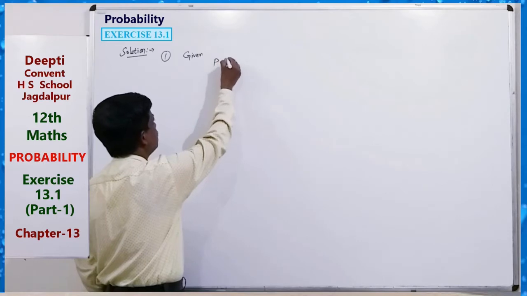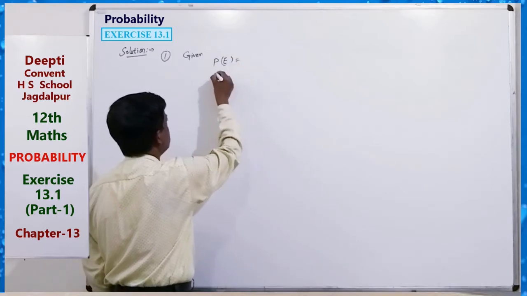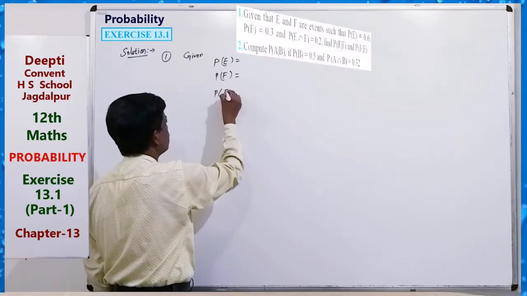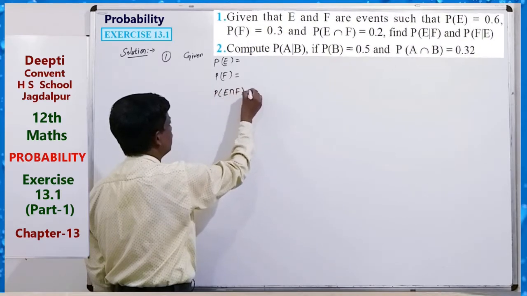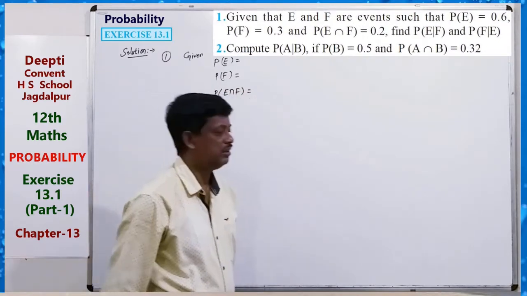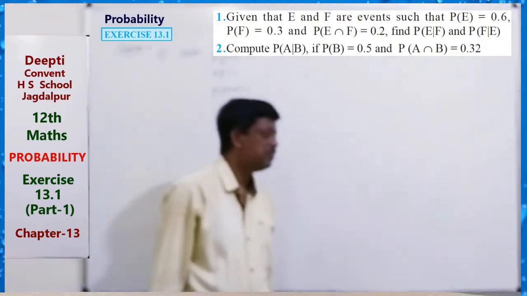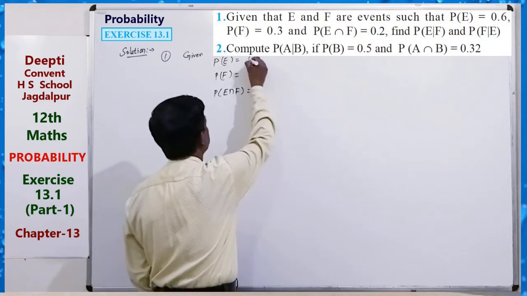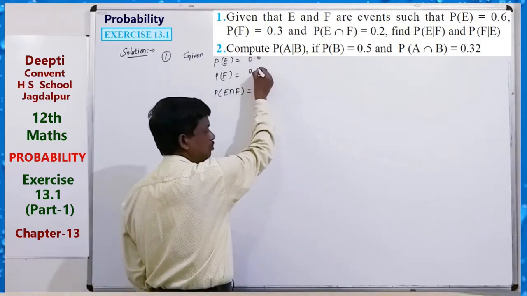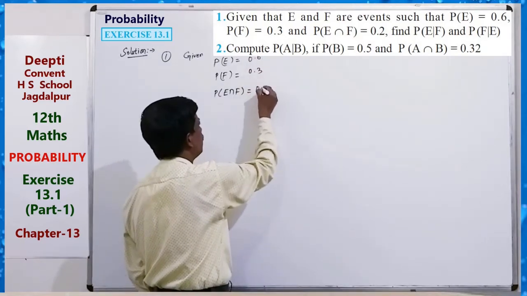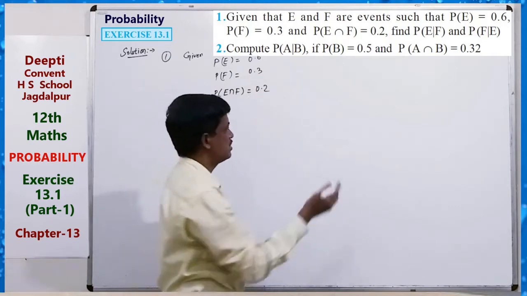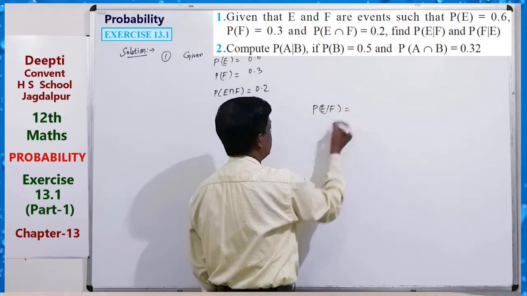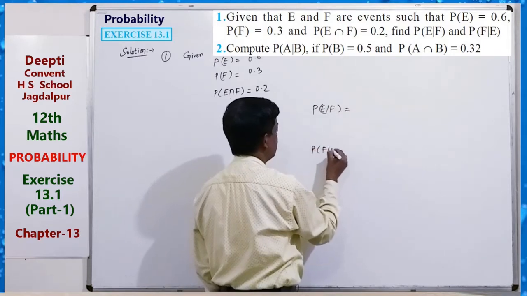P(E), P(F) and P(E intersection F) are given. The main things are given only. We have to find P(E|F) and P(F|E). The given values are 0.6, 0.3 and 0.2. These are the given values, and we have to find P(E|F) and P(F|E).